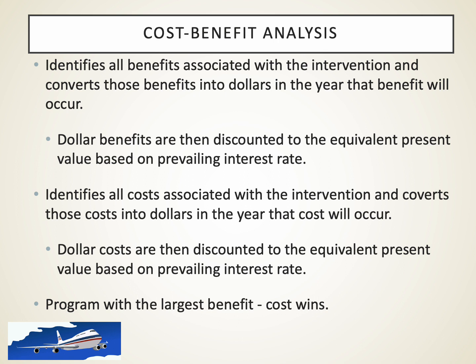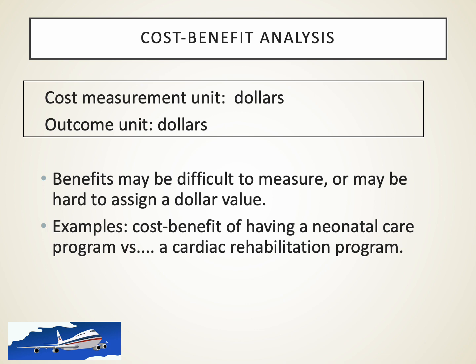A cost-benefit analysis is a way to assemble all of the benefits in dollars versus all of the costs in dollars, and then whichever one has the most benefit for the least cost is the one that, quote-unquote, wins. So the cost measurements are in dollars, and the outcomes are in dollars. It's difficult sometimes to quantify this, and there's a lot of bias that goes into the value we give, particularly the outcome units, but let's try to do that.